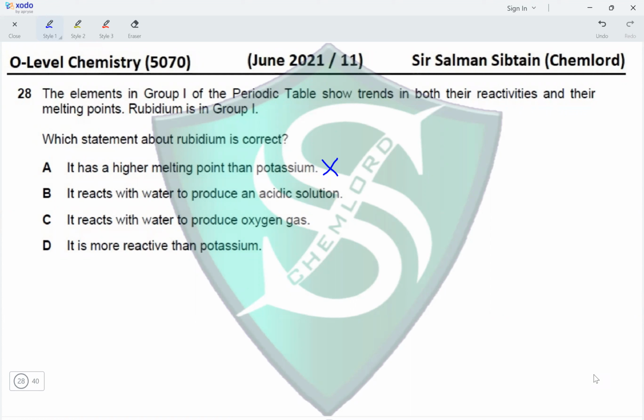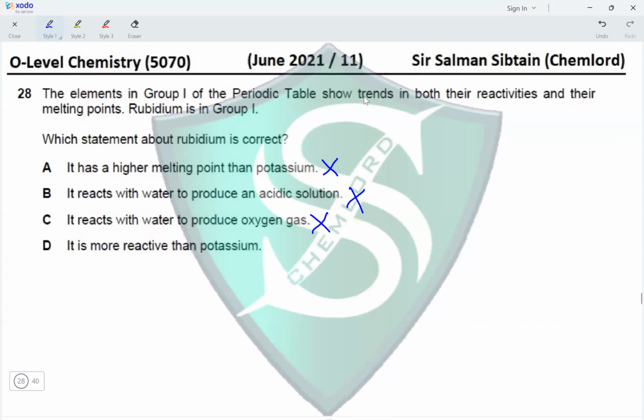Next, B. It reacts with water to produce an acidic solution. A group 1 metal, when it reacts with water, produces basic oxides. So the solution would be basic in nature, not acidic. This is wrong. C. It reacts with water to produce oxygen gas. When metals react with water, they produce hydrogen gas. This is also wrong.